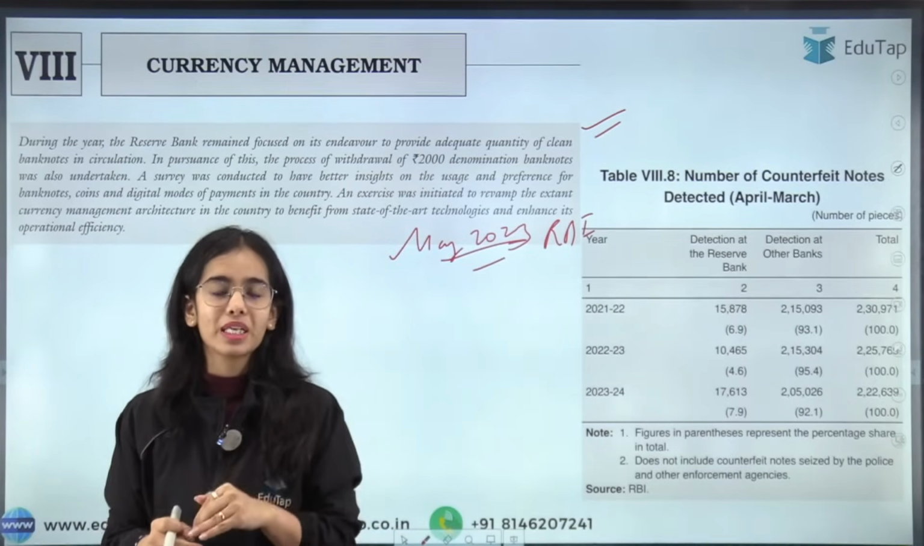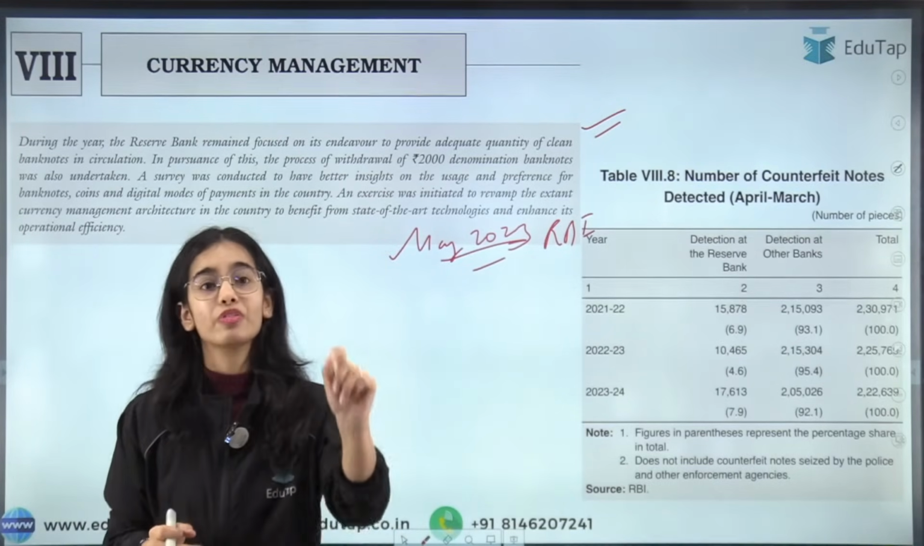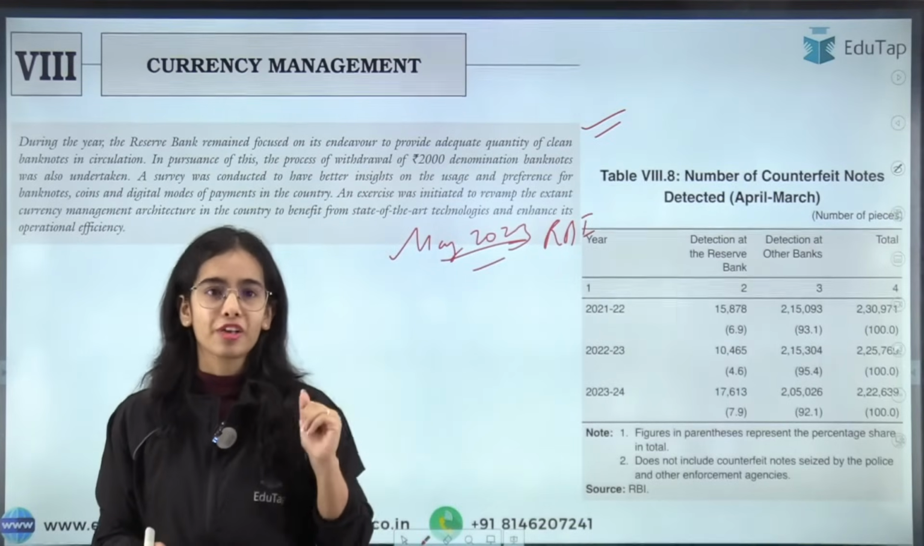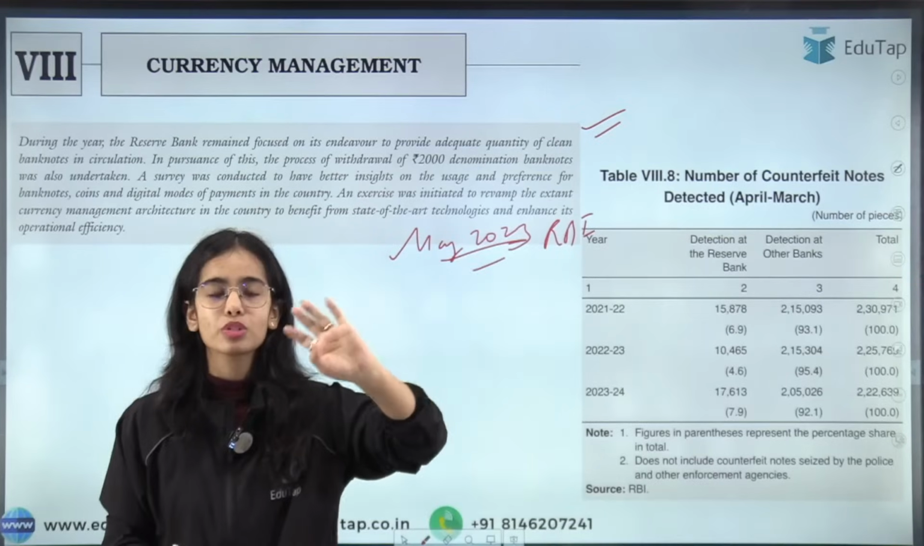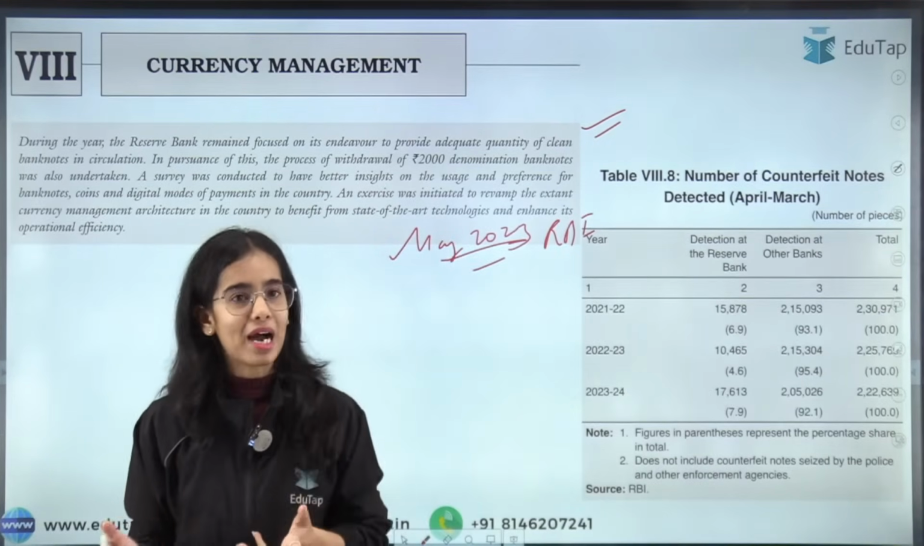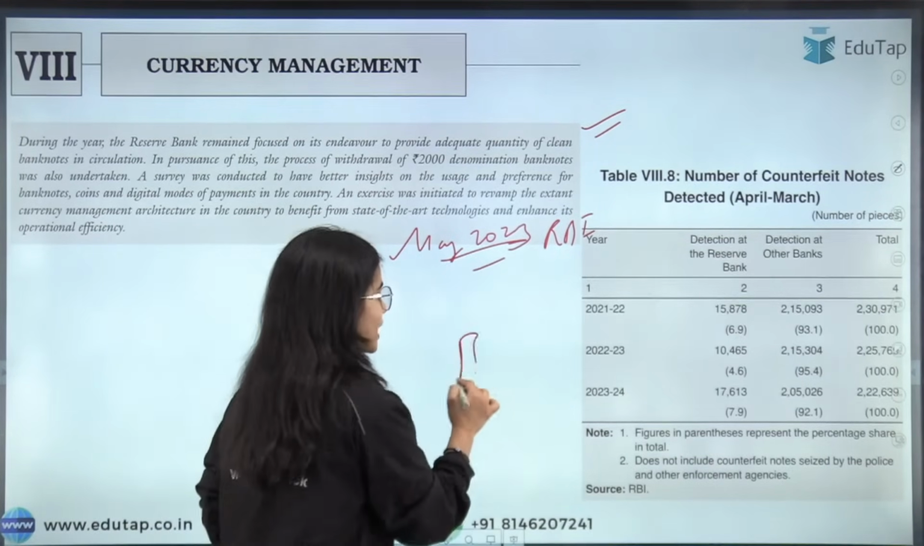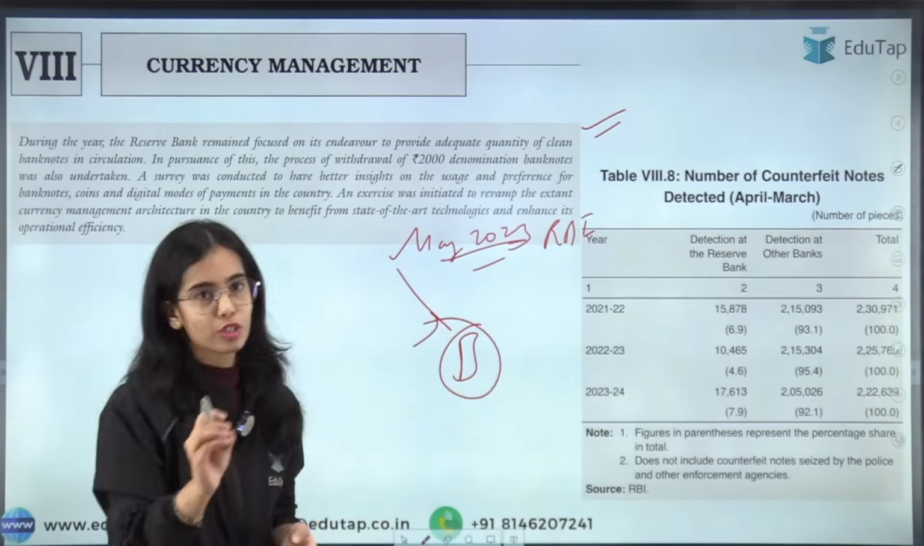So in May 2023, the RBI said that the rupees 2000 will remain legal tender, but we are taking it back. We are withdrawing it from circulation. So everyone that has the rupees 2000 notes, kindly return it to the banks. Okay, so that's why the banks started to get a lot of rupees 2000 notes.